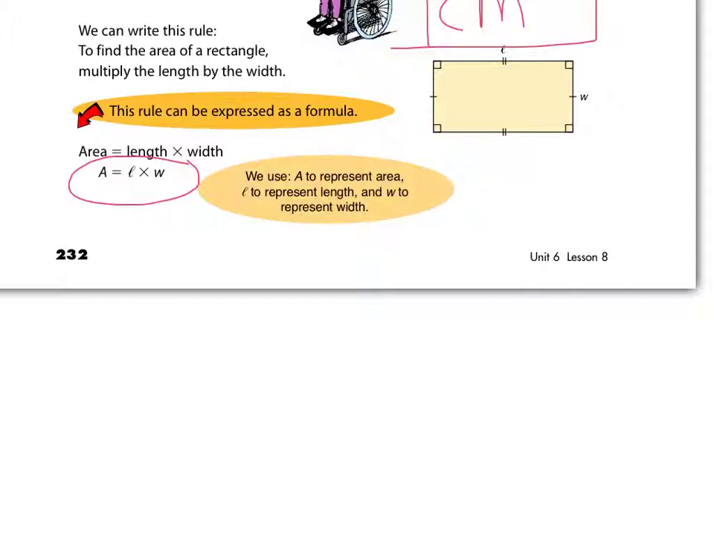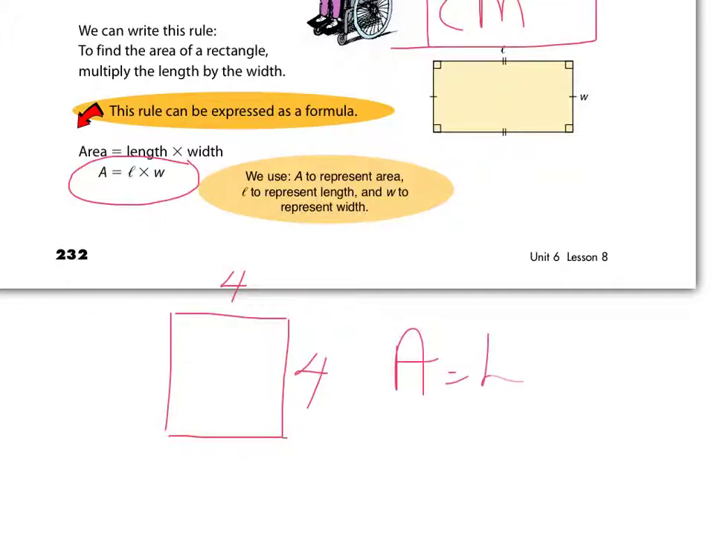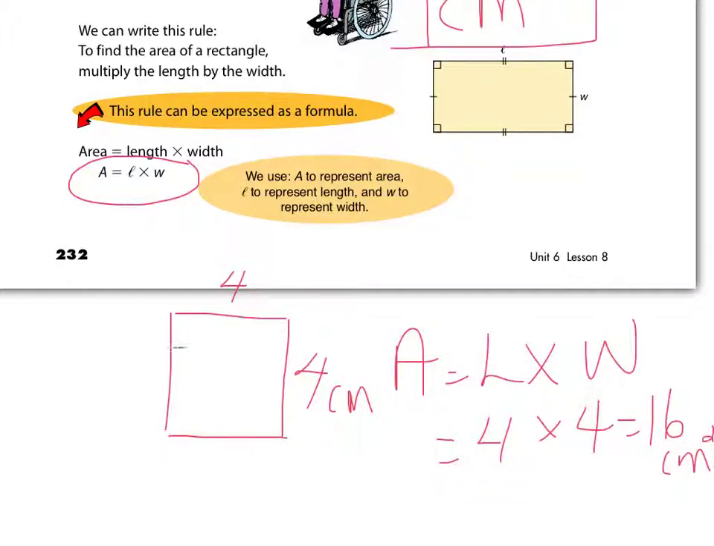Mind you, a square is a type of rectangle. So if this were my square, and it was 4 here and 4 here, I would still use that length times width formula, because 4 times 4 is 16. We're going to assume they're centimeters squared. And if we were to have 4 rows of 4, we would end up with 16 squares. Okay, so for formulas, your rectangle formula works for squares as well, because squares in actuality are a type of rectangle.